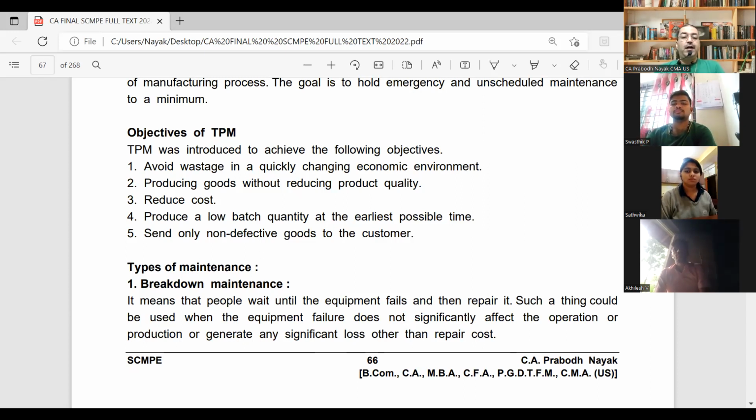Avoid the wastage in a quickly changing economic environment. Cut down the wastages, cut down the defectives. Produce goods without reducing product quality. That means the quality should not be affected. Reduce the cost. Reduction of cost is the objective of cost management, cost accounting. Produce a low batch quantity at the earliest possible time. So you should be able to give out the output within the least possible time available, and send only non-defective goods to the customer. Okay, so these are the objectives of total productive maintenance.